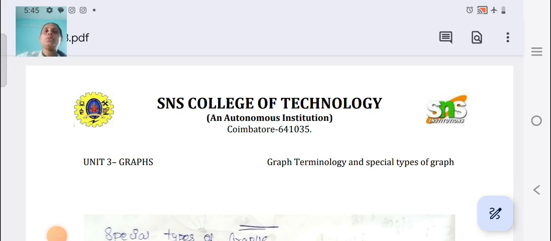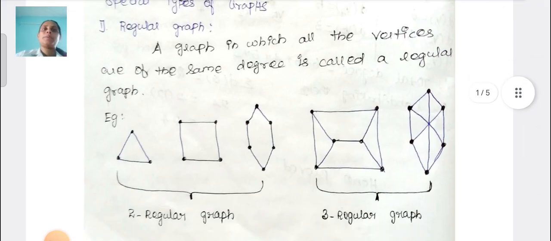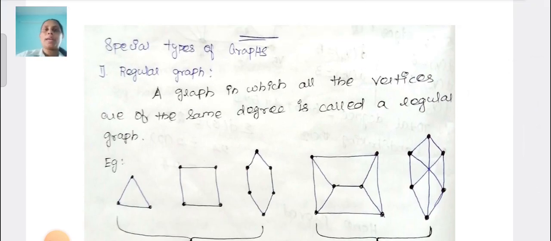Today we are going to see about the special types of a graph. In the special types of a graph, first we are going to see about the regular graph. What is a regular graph? Every vertex having the same degree, that graph is called the regular graph. We are going to see some examples of a regular graph.